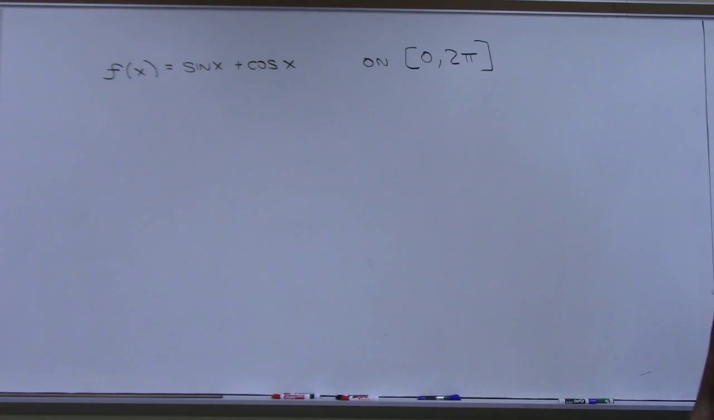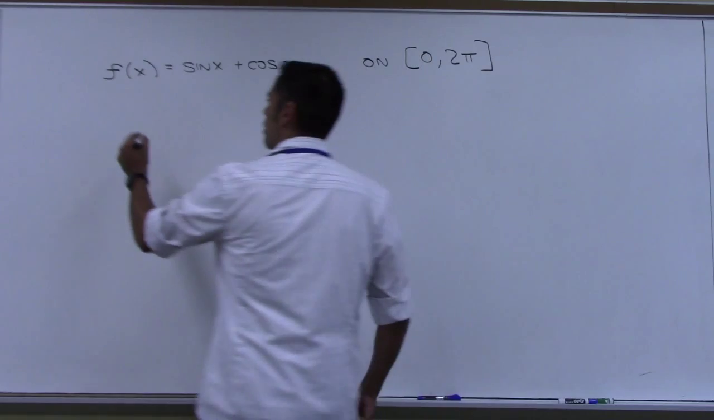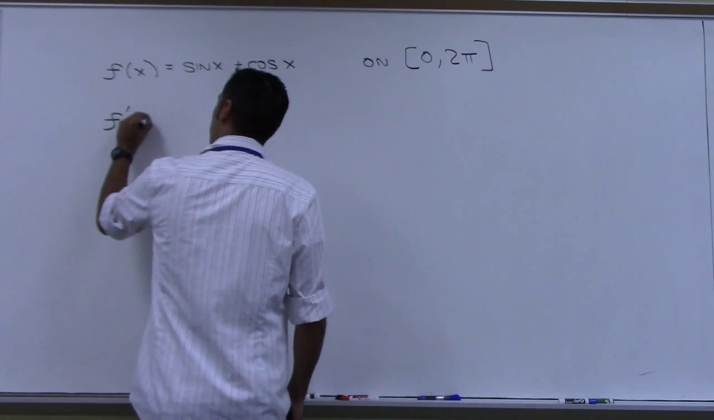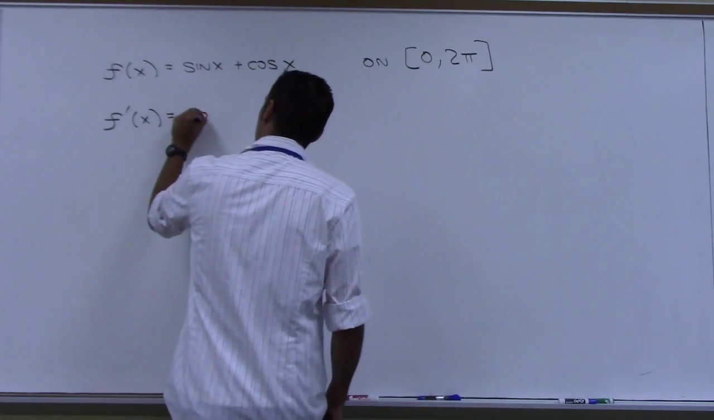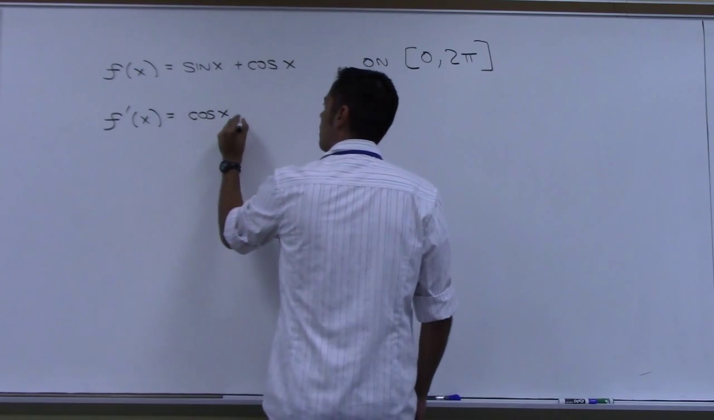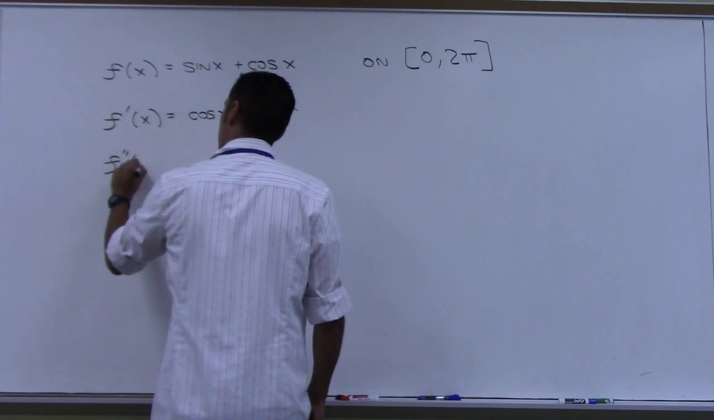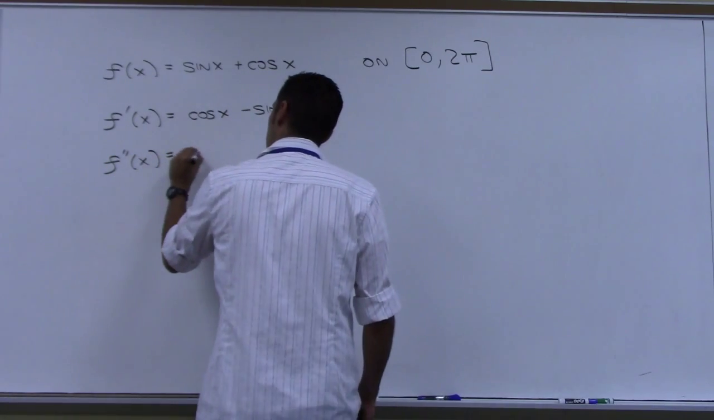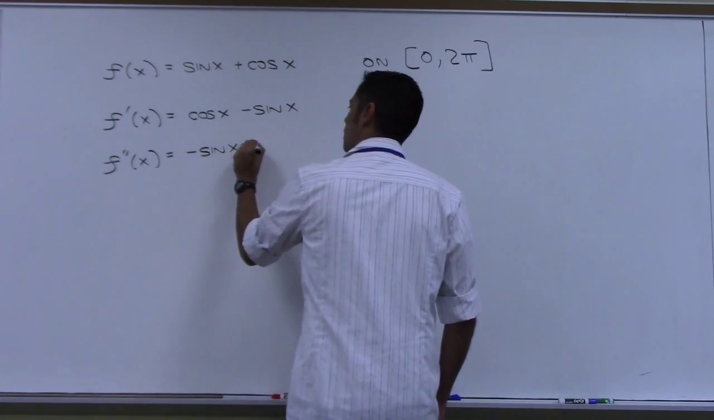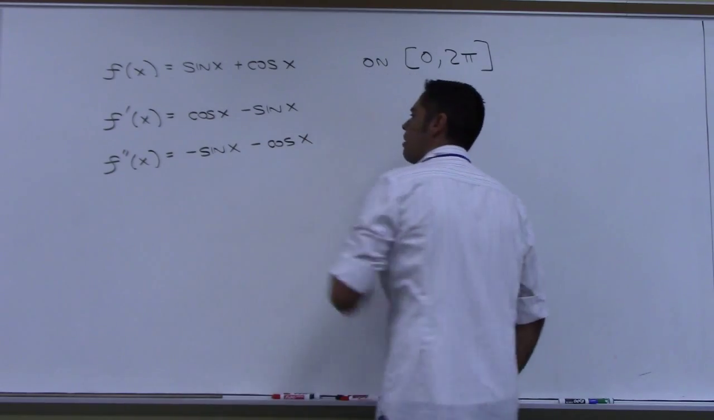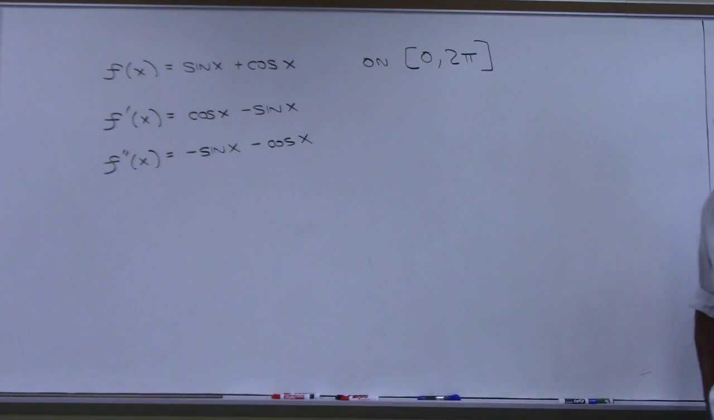So what we did last time, we went through a systematic approach. We needed both the first and second derivatives. So those should be pretty clean. The first derivative is cosine x minus sine x. And then the second derivative is negative sine x minus cosine x. So those are our derivatives that we'll be working with throughout the rest of the problem.